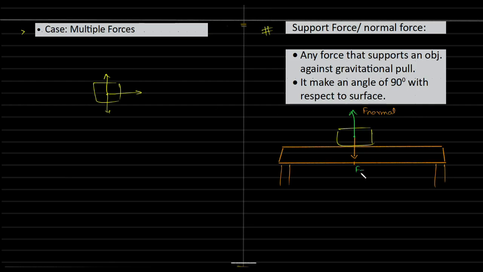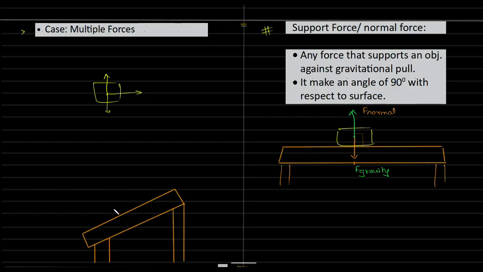This is a force which the gravity is acting on. Now we can also have something like this. I'll explain what this is. So let's first read that actually. Let me complete the diagram. Okay, so let's read the definition. Any force that supports an object against gravitational pull is your normal force. It makes an angle of 90 degrees with respect to the surface. See, if I happen to extend this, you can see that they make an angle of 90 degrees, is it not? This particular line and the surface make an angle of 90 degrees.